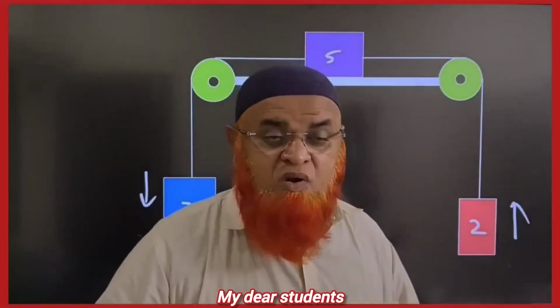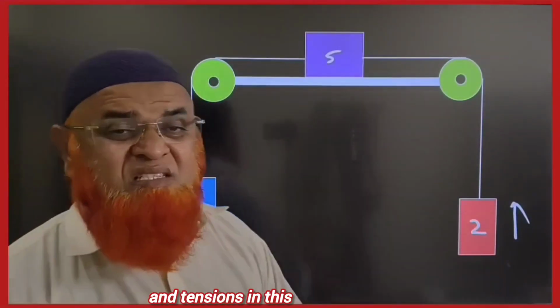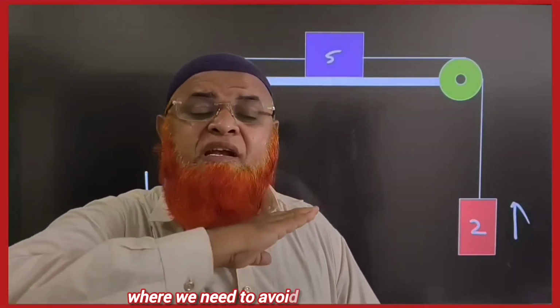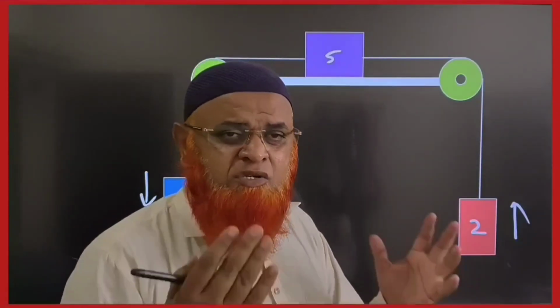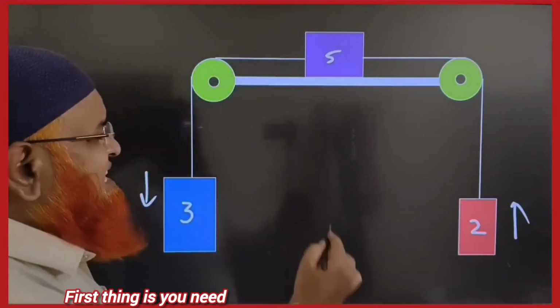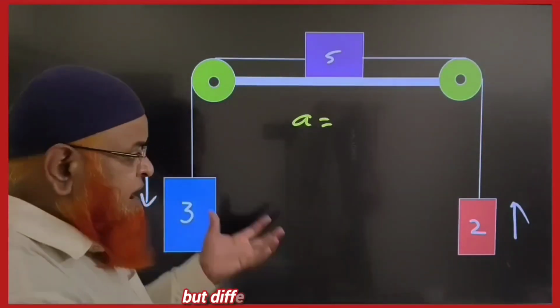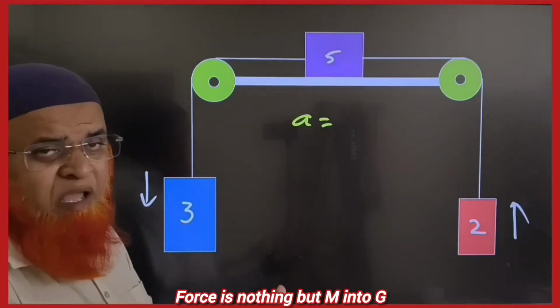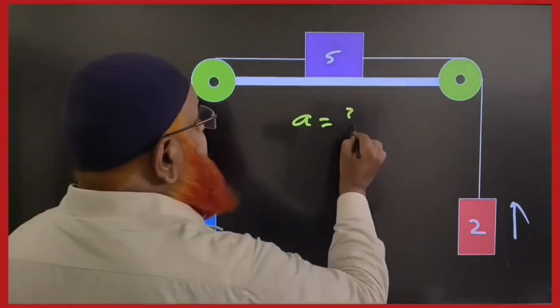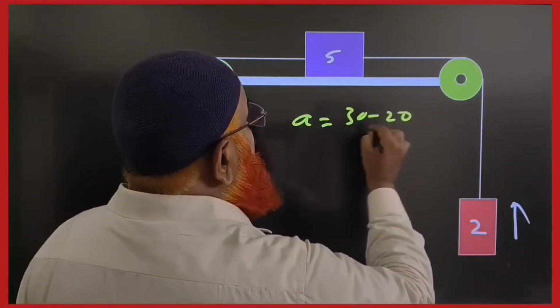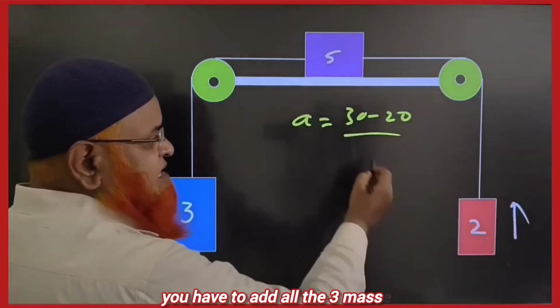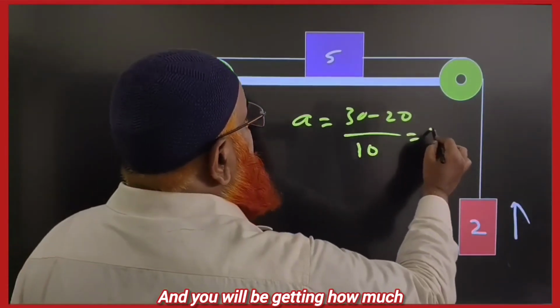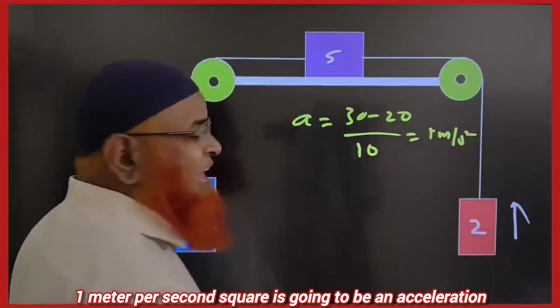My dear students, how can you find out acceleration and tensions in this type of systems where we need to avoid free body diagram and solve the problem in a super simple way? First thing is, you need to find out an acceleration is nothing but difference in the forces. Force is nothing but m into g. This is 3 into g is 30. This is 2 into g is 20. Divided by total mass, you have to add all the 3 masses, which is going to be 10 here. And you'll be getting how much? 1 meter per second square is going to be an acceleration.